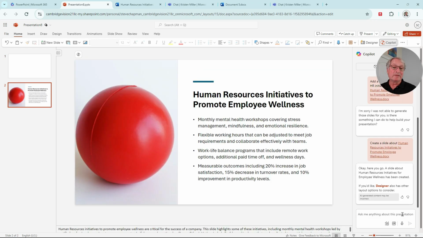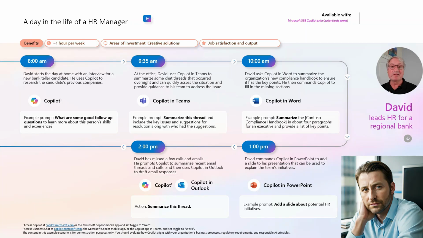I initially got an error from Copilot, but I went back and redid the prompt, made it a little easier, still reference the document, and I've got one slide, which is what I wanted, that I can include in a PowerPoint deck.